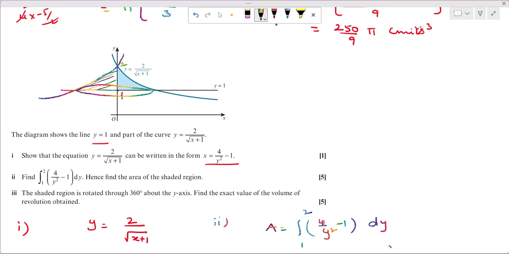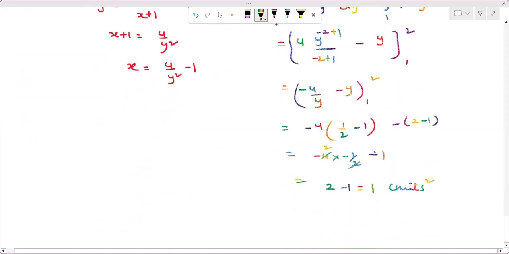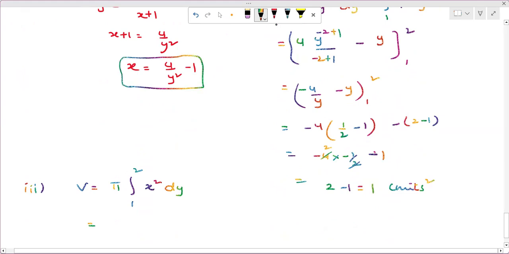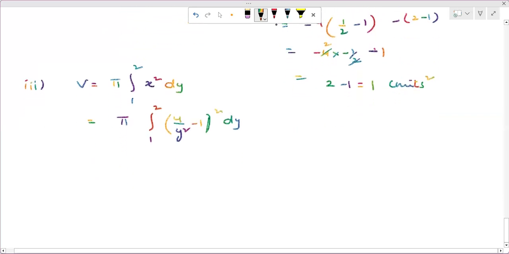Okay. Now, if x is 0 then y is equal to 0. Yes, correct, 1 to 2. Now see here, what is the formula for finding the volume about the y-axis? Volume is equals to pi into integration 1 to 2 of x square dy. We already got the x value over here. x square means pi, 1 to 2, 4 by y square minus 1, whole square, dy with respect to y. Now simplify this one.